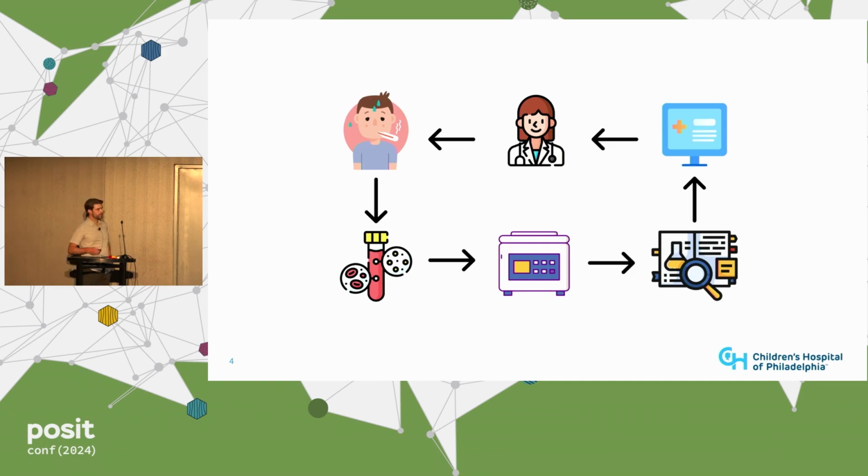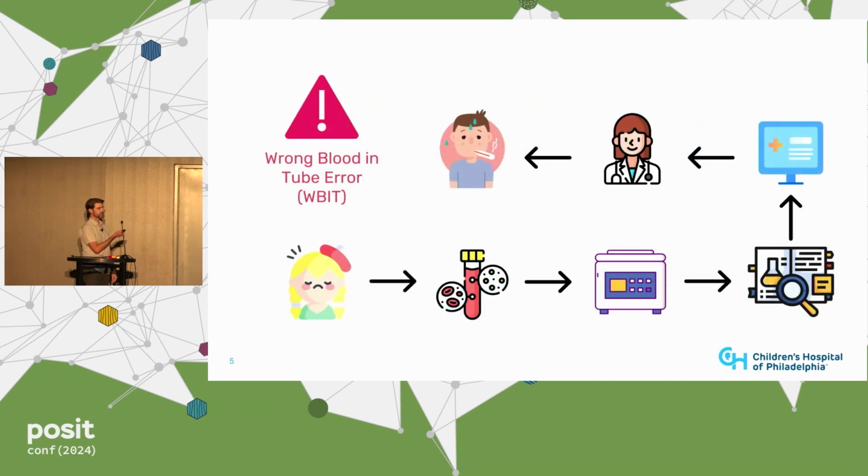And when that happens, this workflow looks something like this, where now there's a second patient in the mix. Let's call them Jane Smith. And Jane Smith's blood was accidentally put into the tube labeled for John Smith. And once that happens, that tube proceeds along this pipeline, this workflow. And now we have the clinician making treatment decisions for John Smith based on the blood results for Jane Smith. And this is what's called a wrong blood in tube error, or a WBIT.